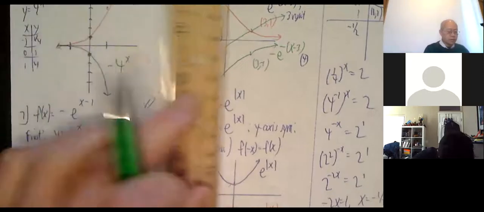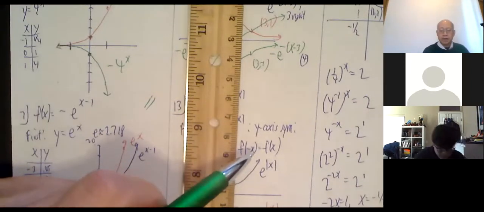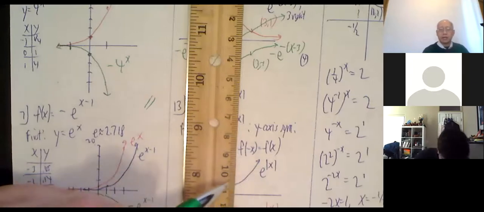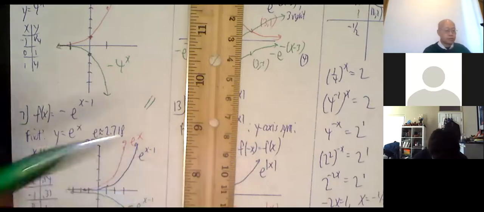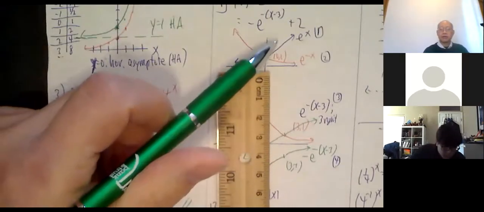Okay, so here's the logic. On this side, regular e to the x. I know it says e to the absolute value of x, but I get that. So this is just regular e to the x, just like this one right here, right? E to the x.